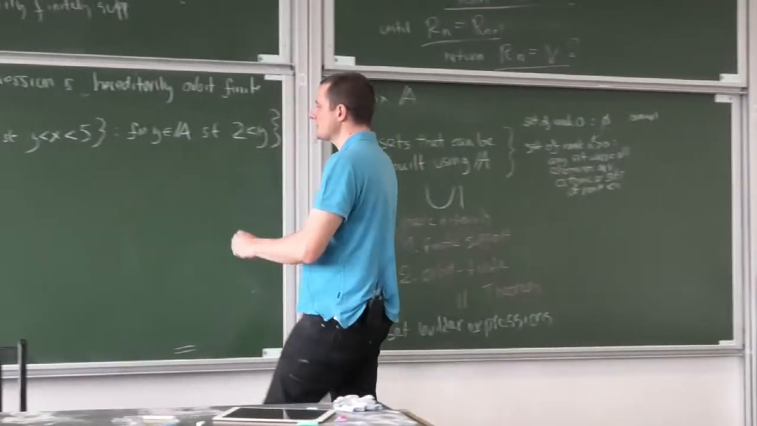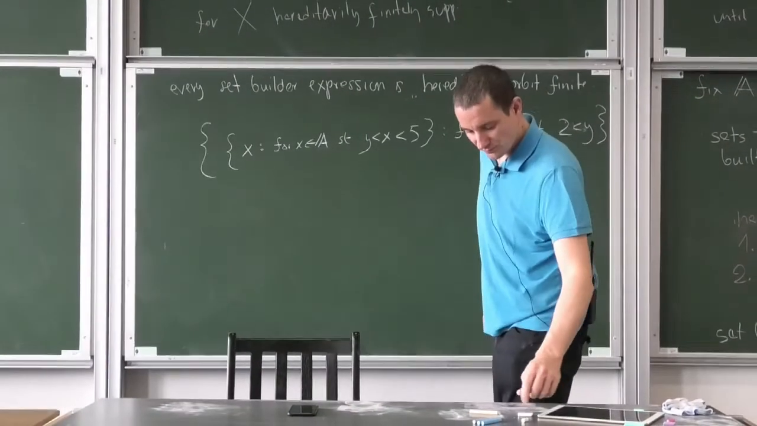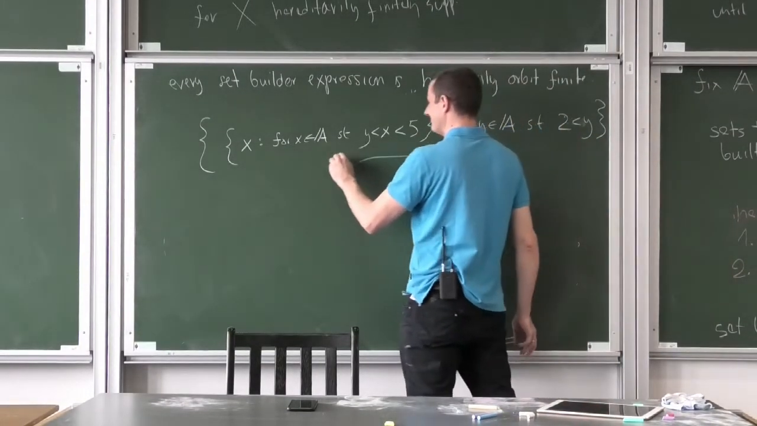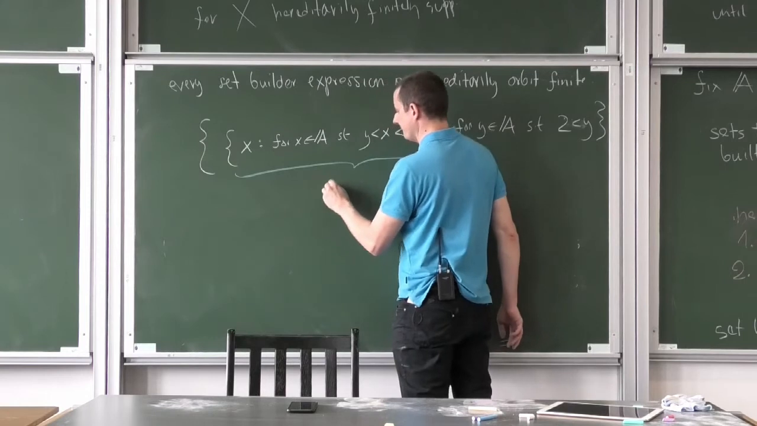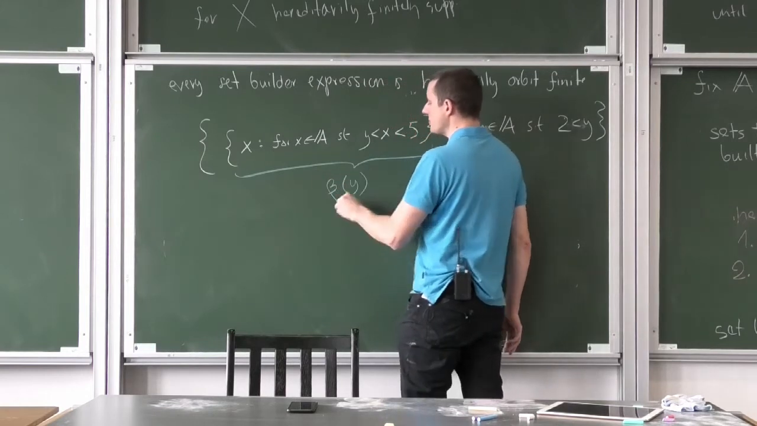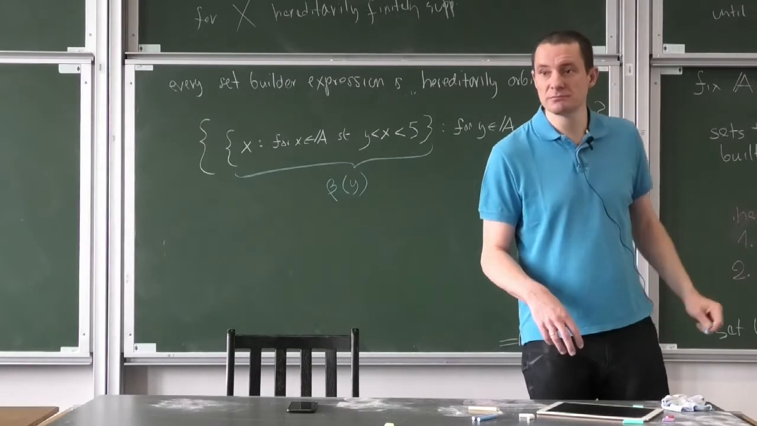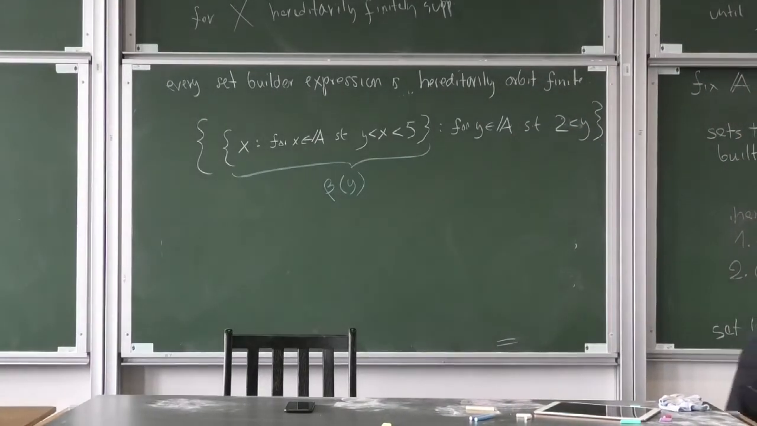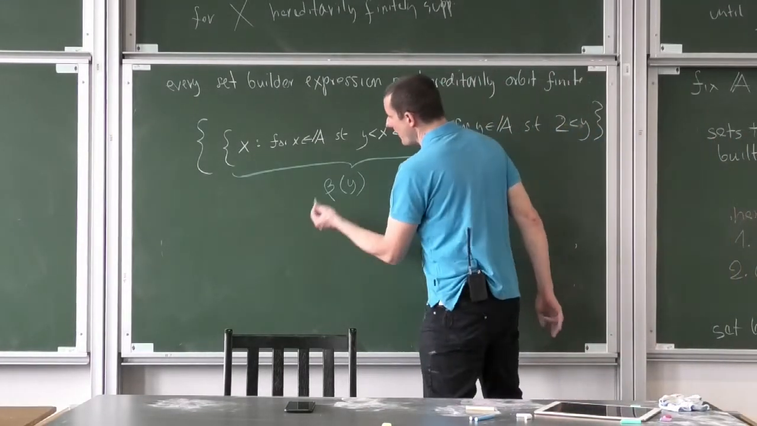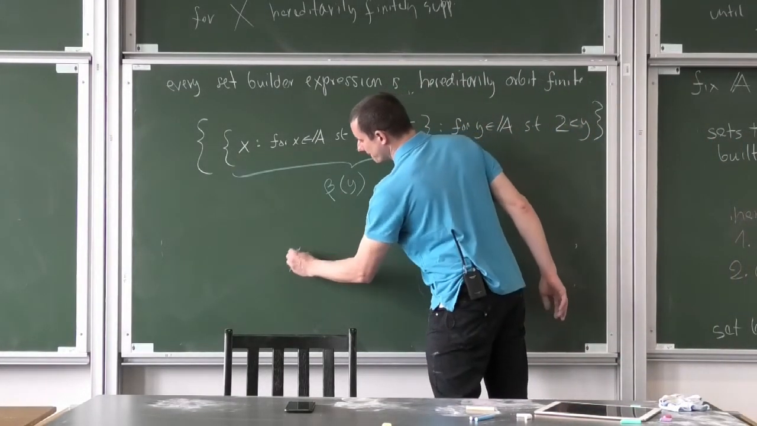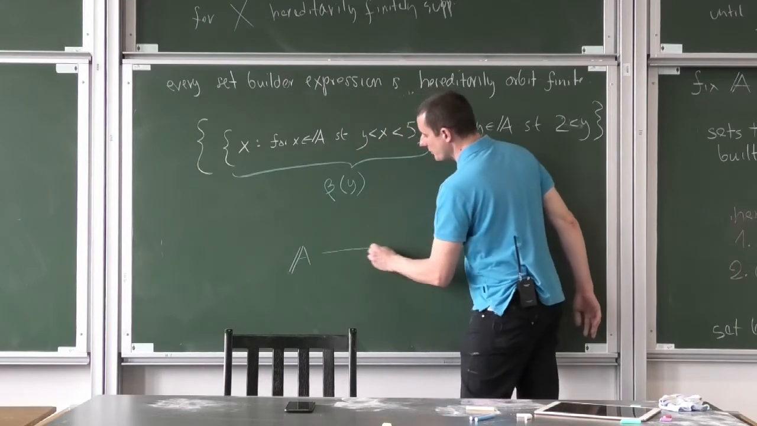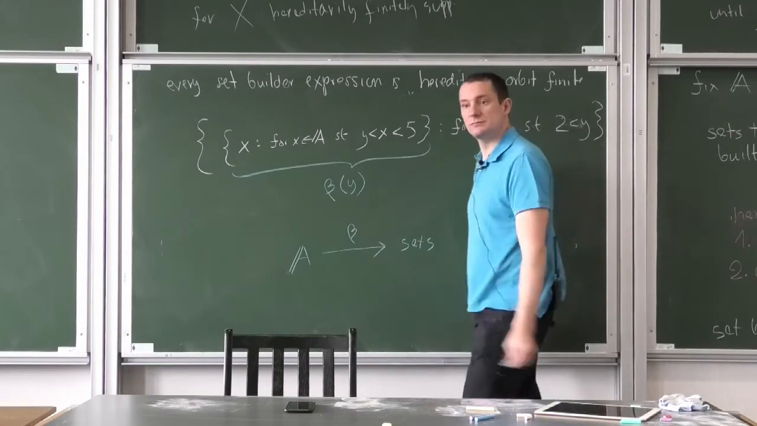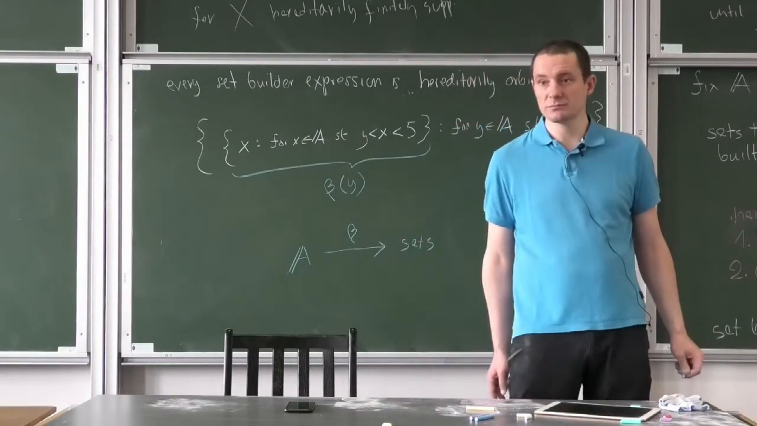So let's maybe start with this sub-expression, beta. It's a parameterized expression because it depends on an atom, yes? Now what you can think of beta is that it's a function from atoms to sets. Yes?